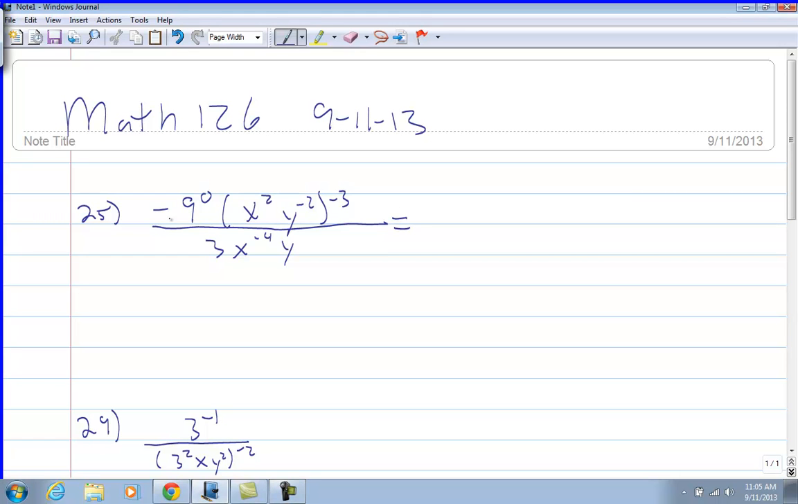Okay, so it was negative 9 to the 0 times the quantity x squared y to the negative 2, that amount to the negative 3, over 3x to the negative 4y. Now, 9 to the 0 is just 1, so this is negative 1 times, and I don't need parentheses here. If I bring in that negative 3, x to the negative 2 to the negative 3, we multiply 2 times negative 3 is negative 6. Y to the negative 2 to the negative 3, negative 2 times negative 3 is positive 6, over 3x to the negative 4, y to the 1. There's no power showing, but it's just going to be a 1.